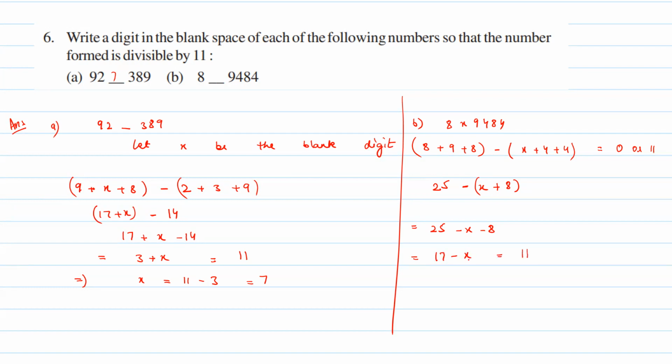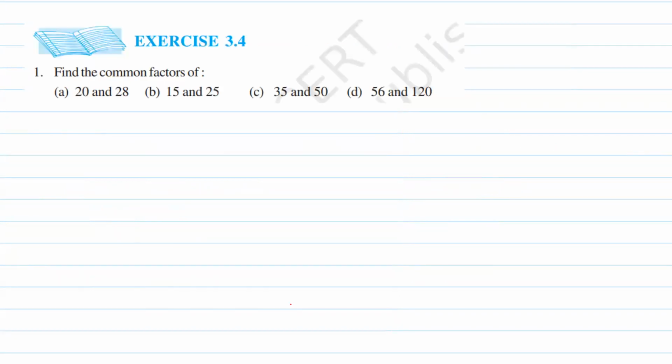If we say 0, it will be 17 only, which cannot be the digit. So x will be equal to 6. Okay, so here x will be 6. Understood? We cannot take it as 0, because if we take 0, it will be 17 minus 17. But x can only be a digit, not a number.